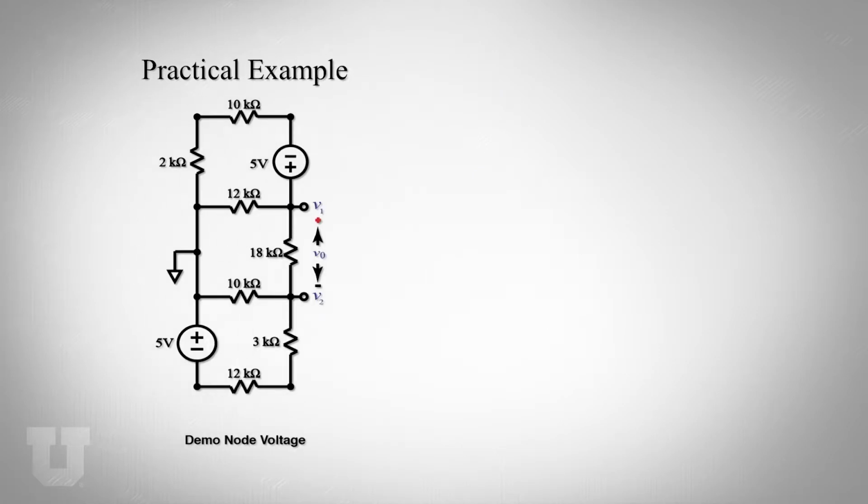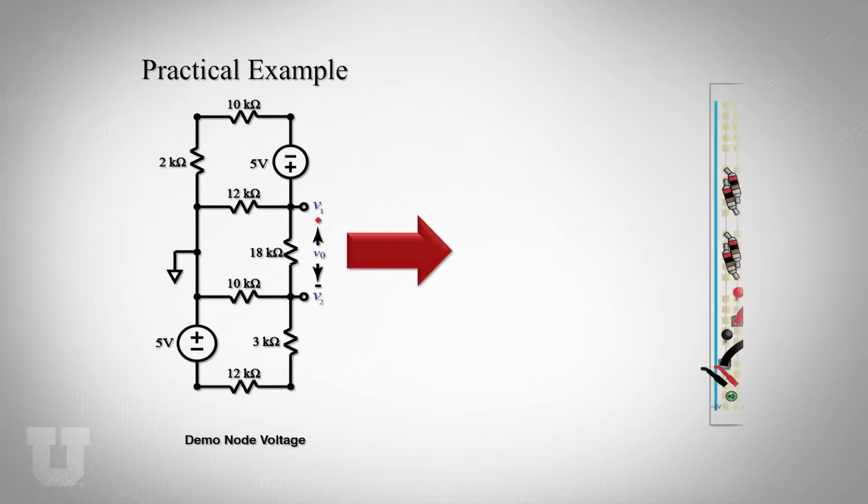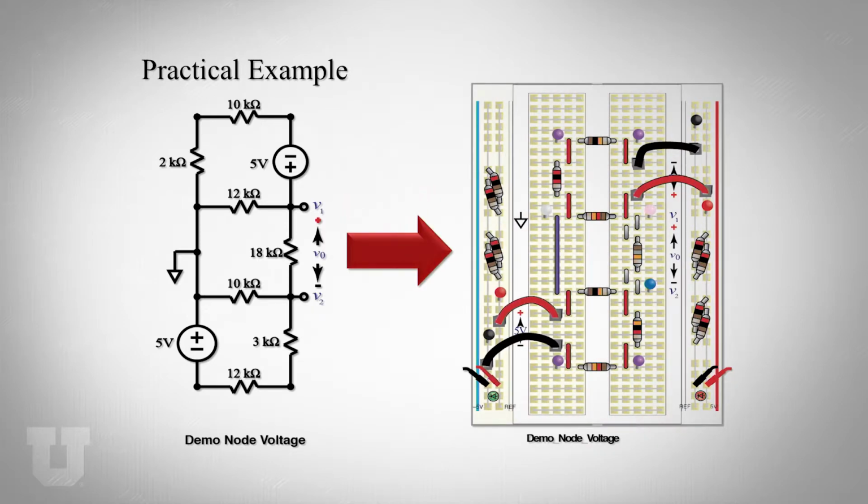Okay, let's show this with a practical example. This is a schematic of the same picture before, and we have built it on a board. So we are going to measure node voltage V1, node voltage V2, and measure the voltage drop between them, which is V0, and see if the measurements really match with the calculations.